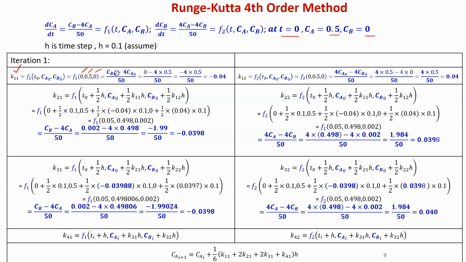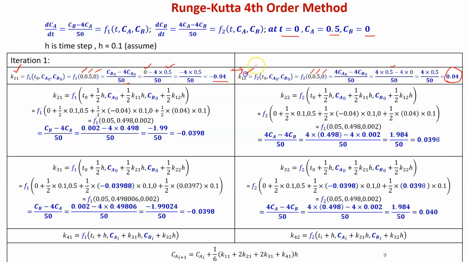Now we have the equation (CB0 minus 4 CA0) by 50. So you can put CB0 as 0, minus 4 into 0.5 by 50. So that is minus 0.04. That is K11. And K12 we have to solve simultaneously. That is F2 of T0, CA0 and CB0. T0 means 0, CA0 is 0.5 and CB0 is 0. Now we know the equation: (4 CA0 minus 4 CB0) by 50. So 4 into 0.5 minus 4 into 0, by 50. So ultimately we will get 0.04.